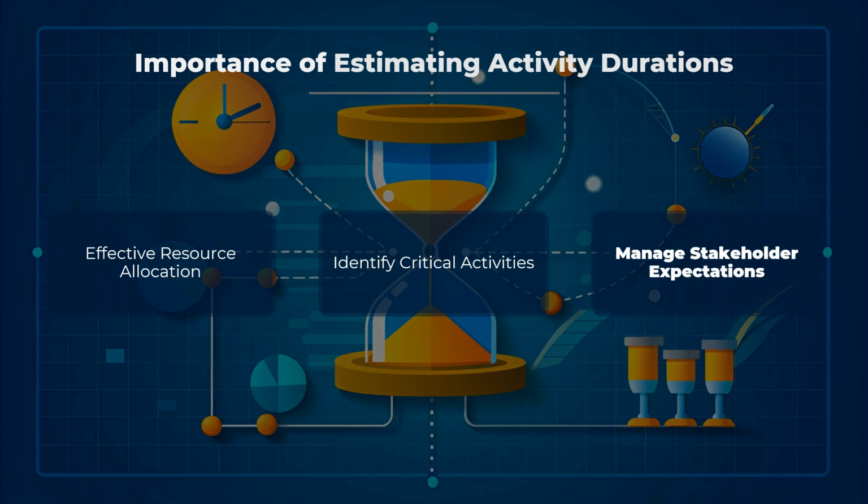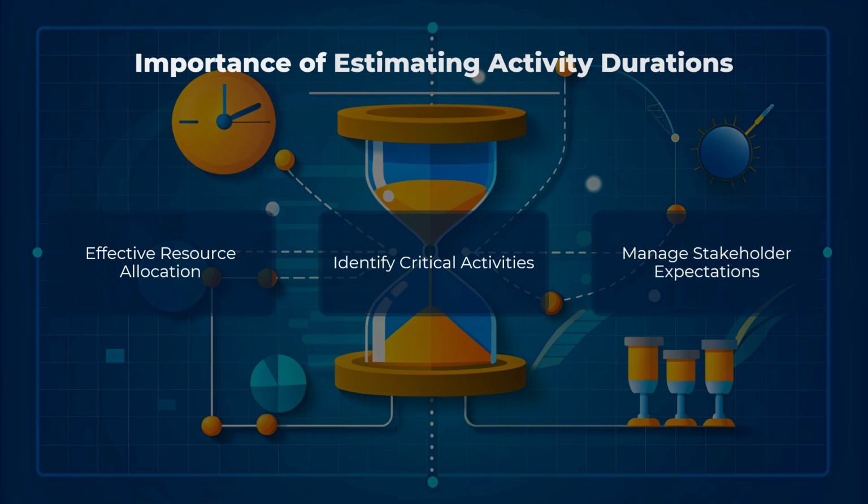For instance, in a marketing campaign project, providing stakeholders with a realistic timeline for content creation, approval processes, and launch dates helps set clear expectations. This transparency helps in gaining stakeholder buy-in and support.